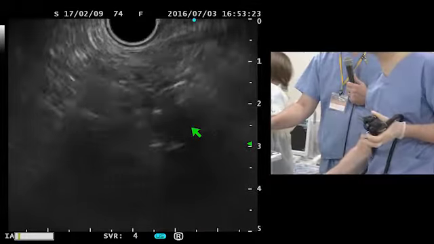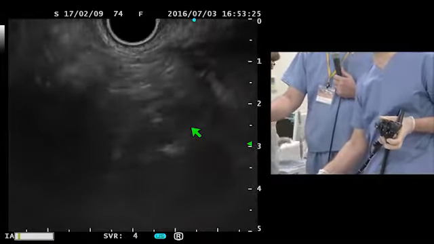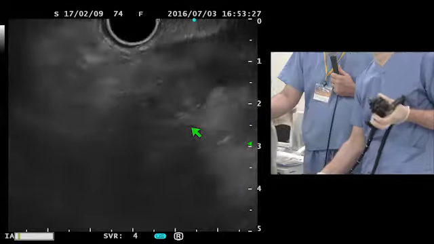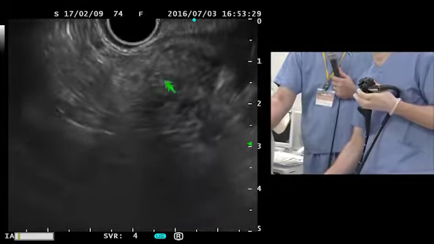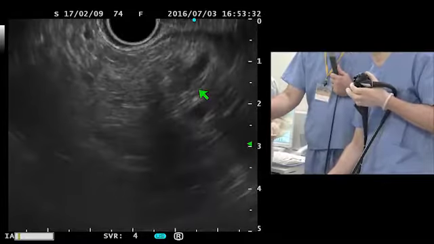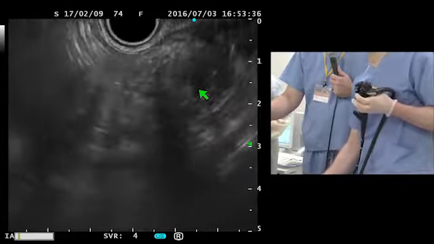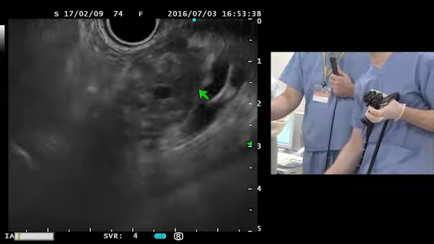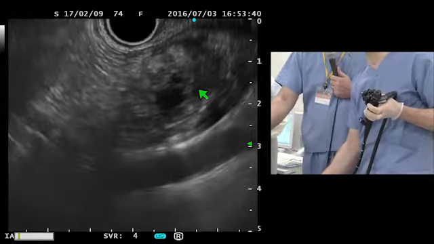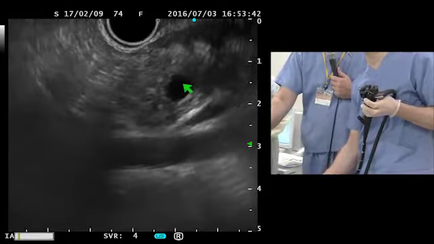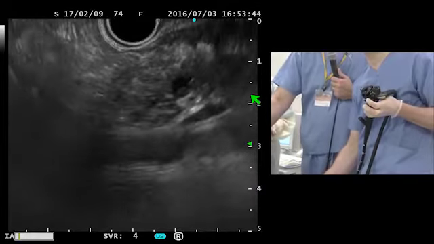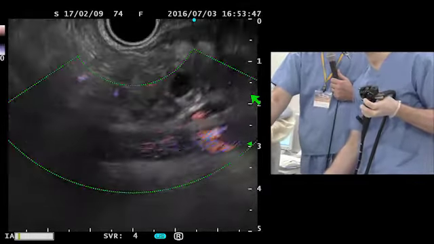And here, now I see a structure of the pancreas. And what is very impressive in this patient is that we see a dilated pancreatic duct here. That is the first finding. Maybe we can measure this.